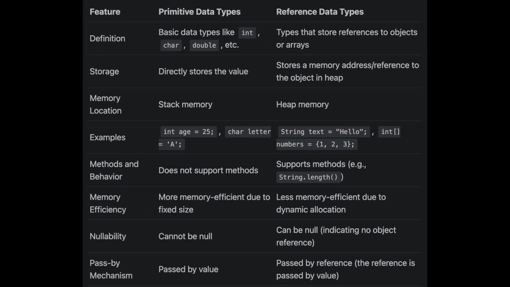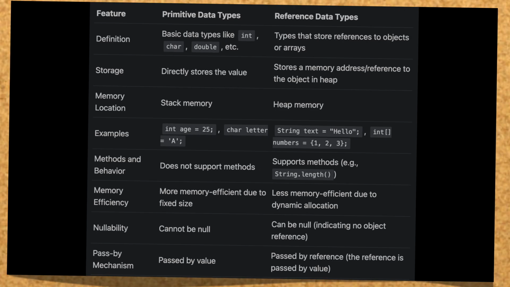Lastly, let's examine the pass-by mechanism. Primitive types are passed by value, meaning a copy of the value is made when it's passed to a function. This can protect the original data from modification. In contrast, reference types are passed by reference. While the reference itself is passed by value, any changes made to the object will affect the original instance, as they point to the same memory location.